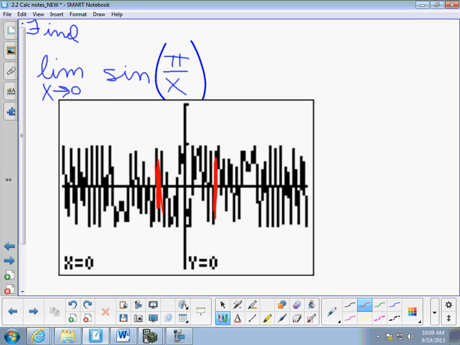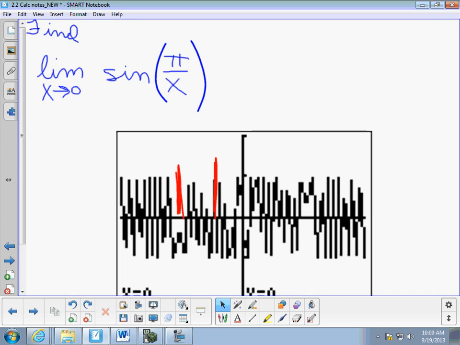Now, back to this question. What's the limit as x approaches 0? What value is it getting closer and closer to?